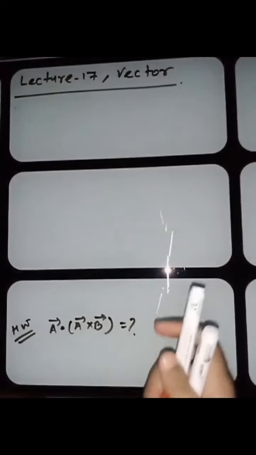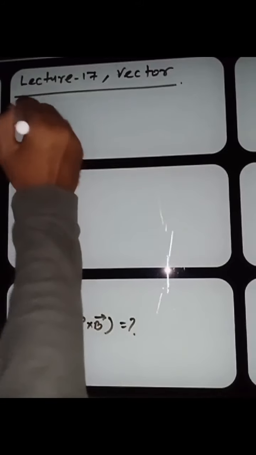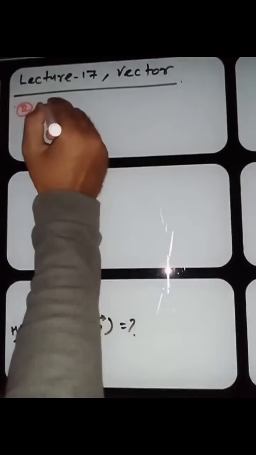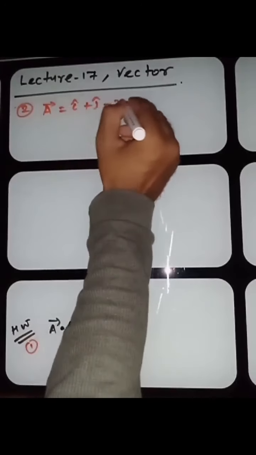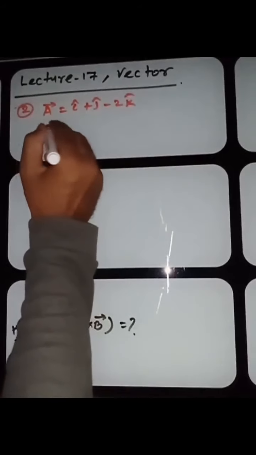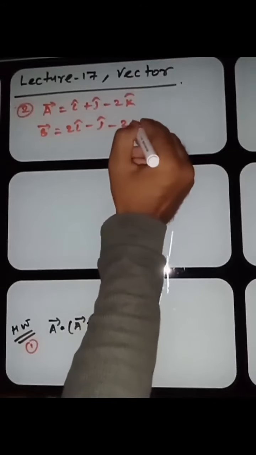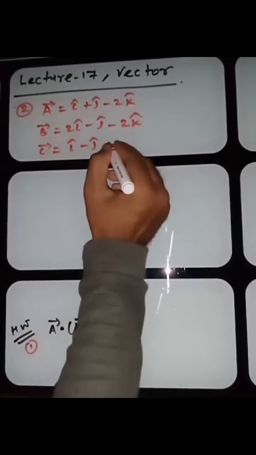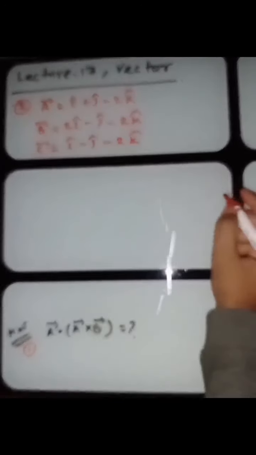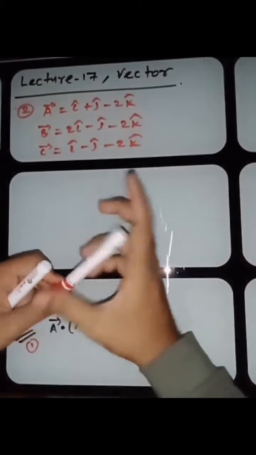All right. Now, a few more homework. This is the first homework. You have to think. The second homework I'm giving you. Here the vectors are given: vector A is i plus j minus 2k. Vector B is 2i minus j minus 2k. Vector C is i minus j minus 2k. Alright, these are the vectors, my dear student. I hope you are able to see the homework clearly.